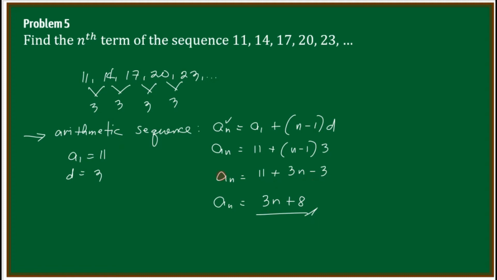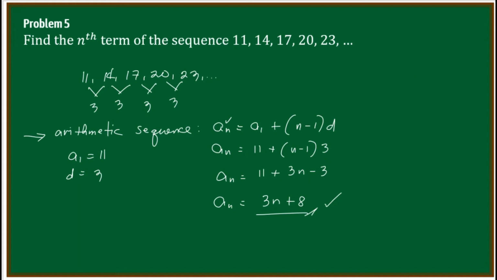So, kung makikita nyo, i-check natin. If n is 1, 3 times 1, 3 plus 8, 11. Correct. So, second term, 3 times 2, 6 plus 8, 14. Correct. 3 times 3, 9 plus 8, 17. So, therefore, this answer is correct. Okay? Ganoon lang siya pag kukunin ng nth term. So, kung geometric naman, geometric sequence, ang gagamitin mong formula yung a sub n equals a sub 1 r to the n minus 1. Yan yung formula kapag geometric sequence. So, kung may common ratio siya.